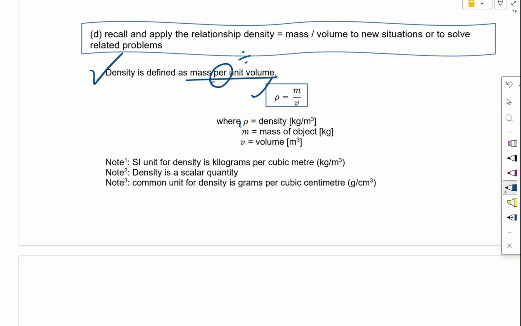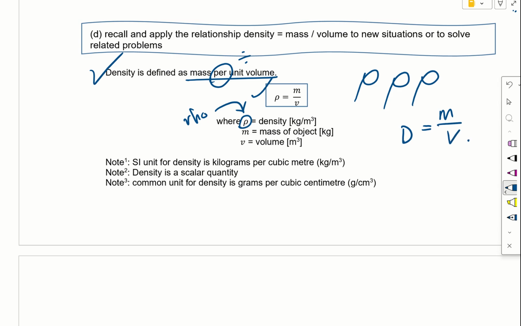Now this is a symbol used for density. It is called rho. Please do not pronounce it as P. It's written like a P, but it looks like that. So if you are not comfortable, you can just use density equals mass over volume.